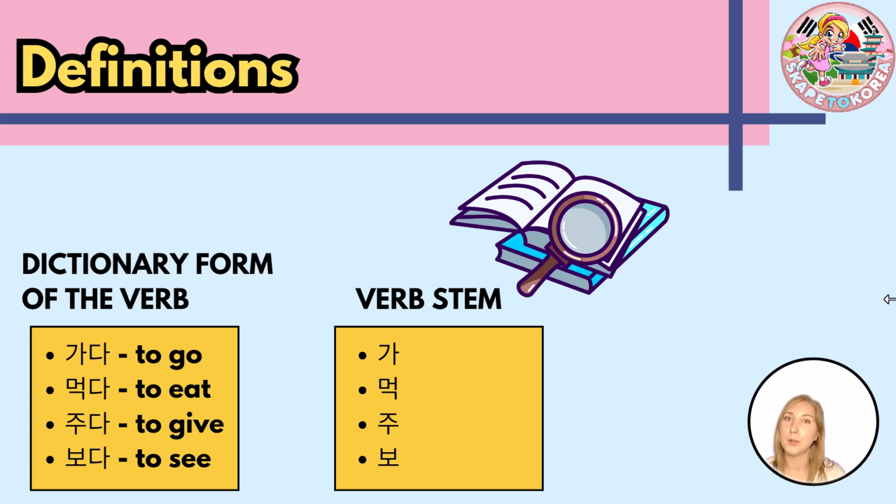When you want to conjugate the verb, you will drop the 다 and then get the verb stem. So the verb stem is the verb without the 다, after dropping the 다. So 가다 in its verb stem would be 가, 먹다 would be 먹, 주다 would be 주, and 보다 would be 보. So you've got the dictionary form of the verb, and then you've got the verb stem. And so you take off the 다 as the first step of the conjugation.